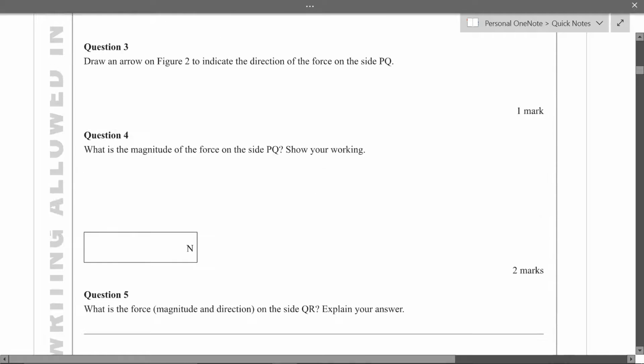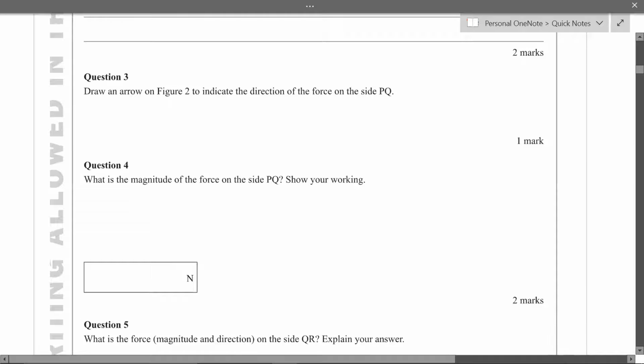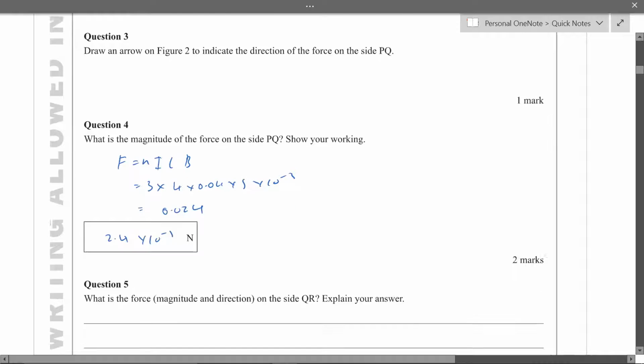And that's question 3. What's the magnitude of the force on side PQ? F equals N I L B. N is 3, I think, from the information at the start of the question, 4 times 0.04 times 5 times 10^2, and you just get 0.24, which I'm going to write with scientific notation.